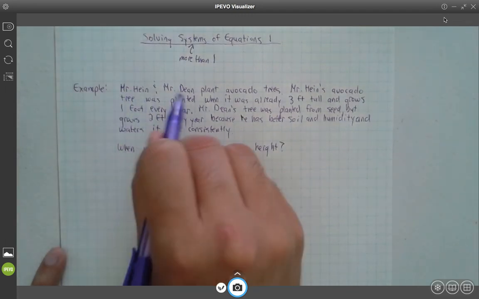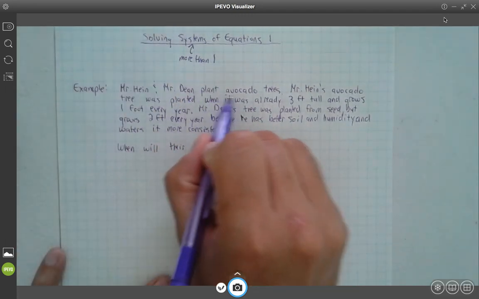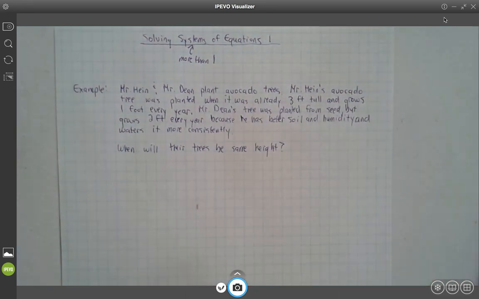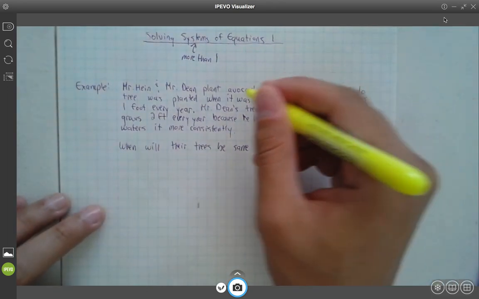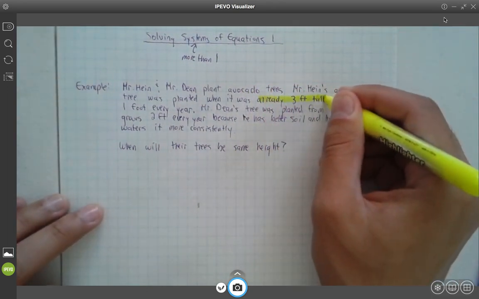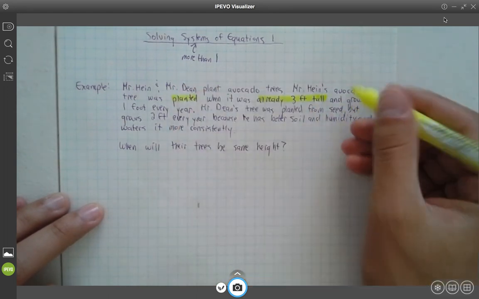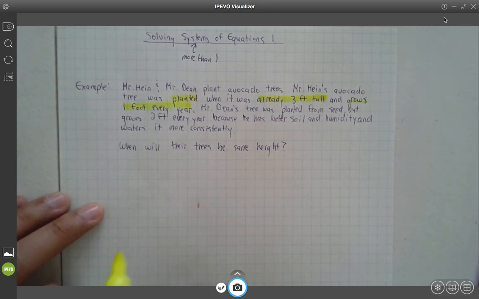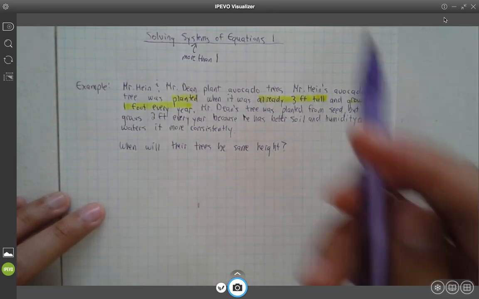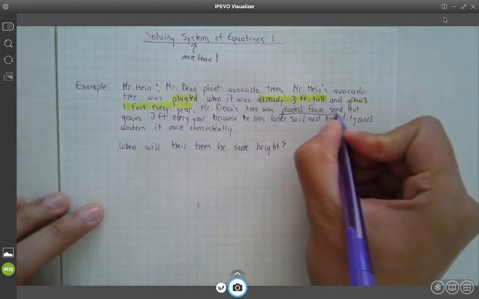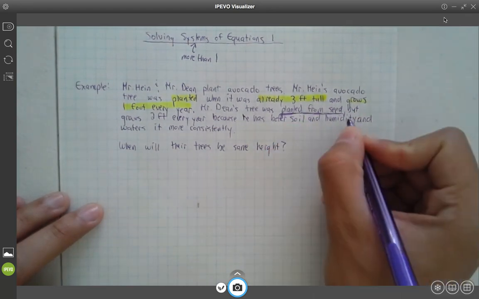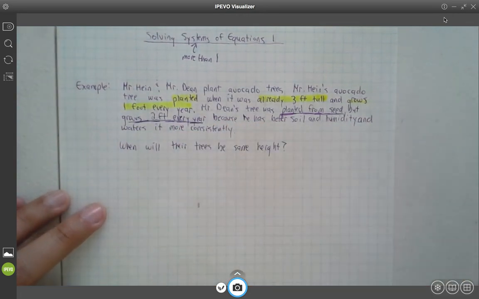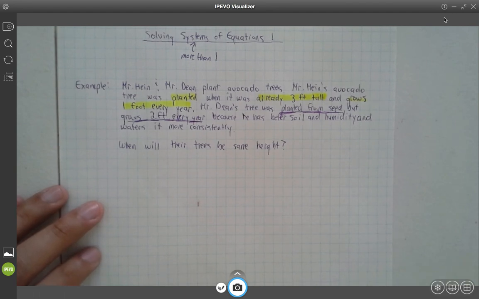So, example here, Mr. Hein, myself, and Mr. Dean, another teacher, we plant avocado trees. Mr. Hein's avocado tree was planted when it was already 3 feet tall. I'm going to do some highlighting. When it was already 3 feet tall and grows 1 foot every year. Mr. Dean's tree, on the other hand, I'm going to underline these, was planted from seed, but it grows 2 feet every year. And that's because he has better soil, humidity, and waters it more consistently.